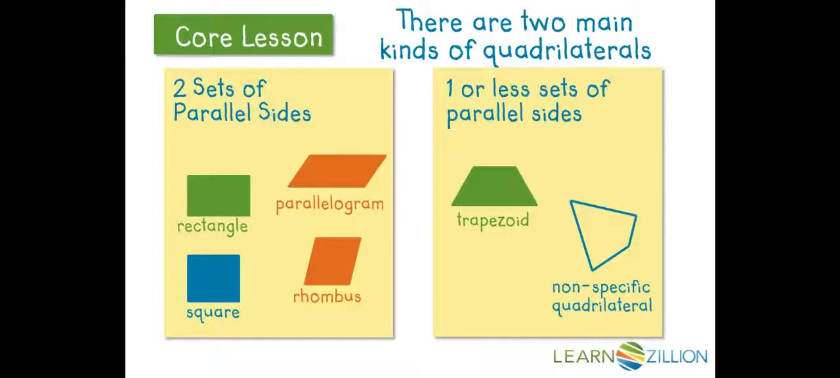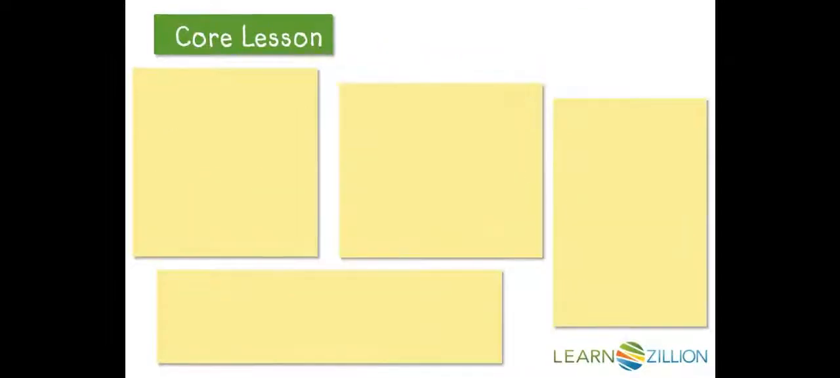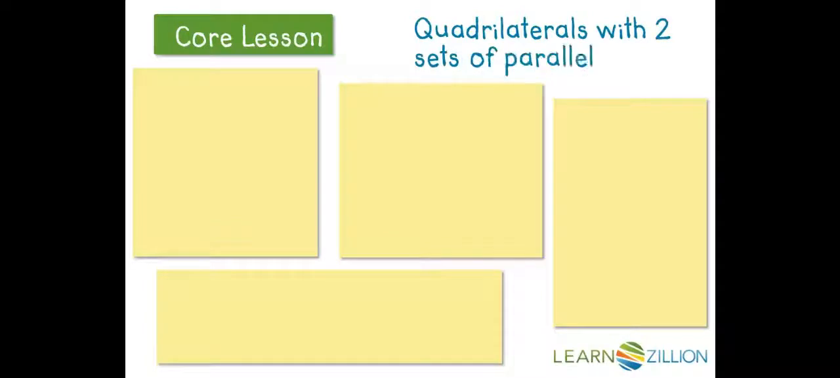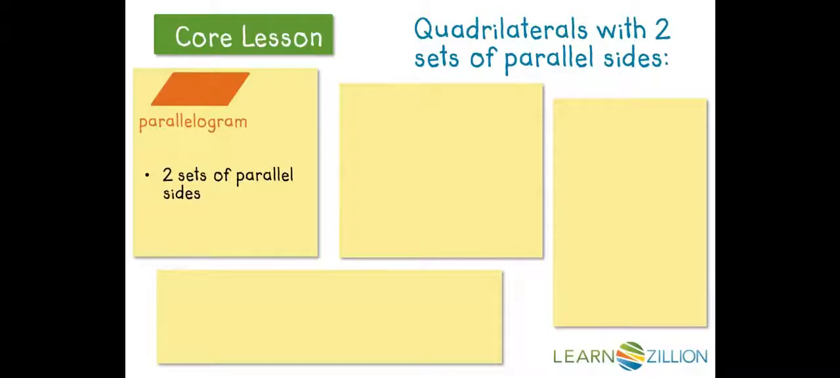more specific name. In order to identify quadrilaterals, it's important to know the attributes or traits that are specific to each one. Let's look first at the quadrilaterals that have two sets of parallel sides, which means that there are two pairs of sides or lines that, if extended, would never touch. A parallelogram will always have two sets of parallel sides, or opposite sides that are parallel. It will also have two pairs of congruent sides, or opposite sides that are exactly the same length.